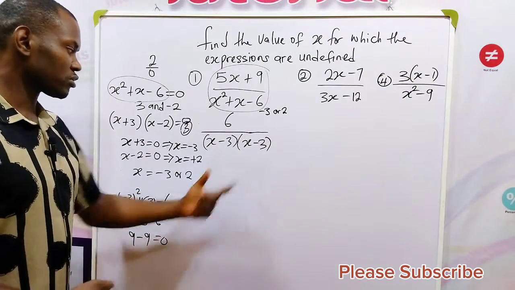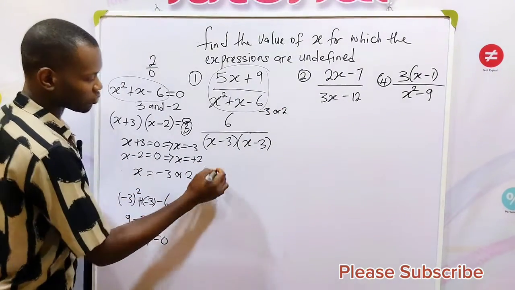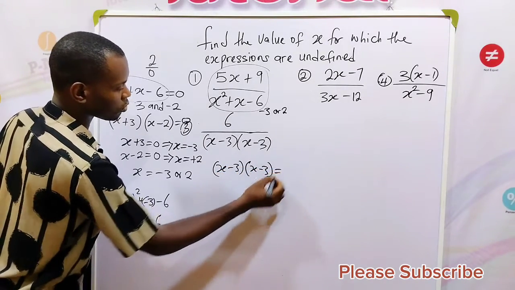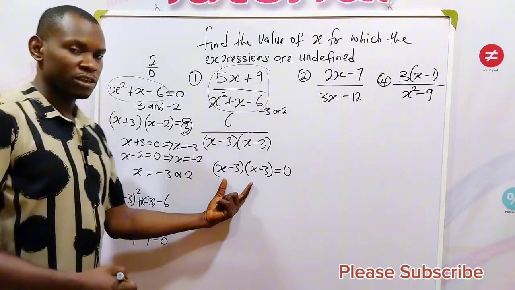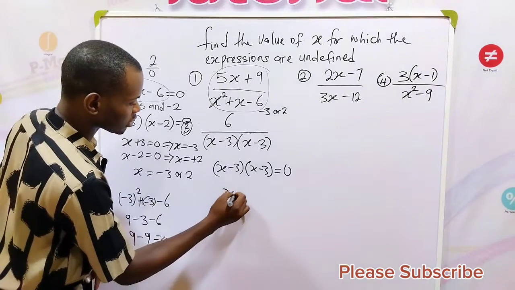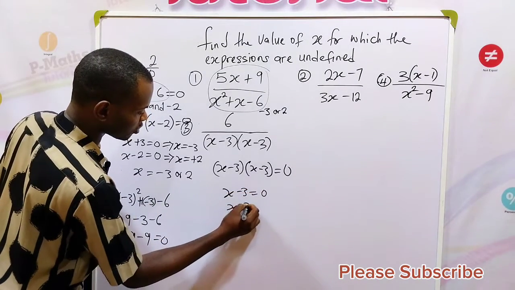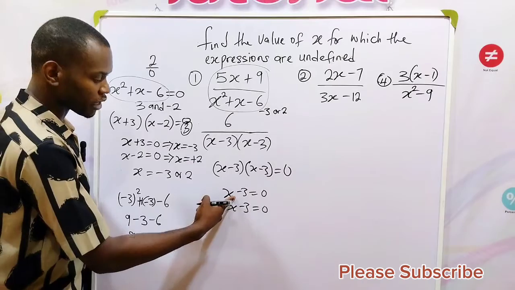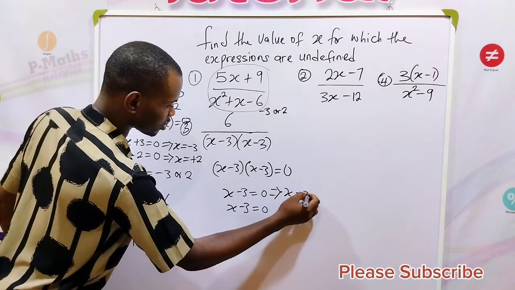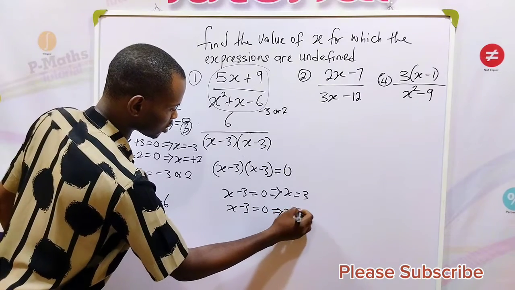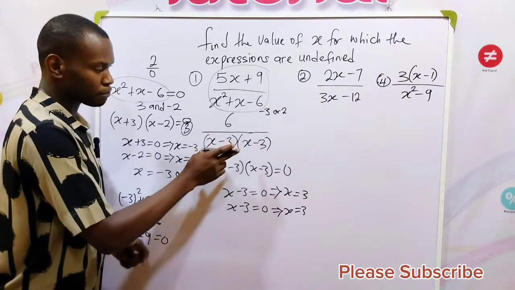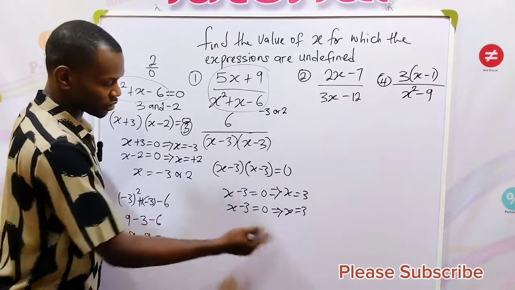Let's try that with this equation. For this one, we have to equate it to 0 as well. x minus 3 equals 0. Now, this case has been factorized already, right? So equate this to 0. x minus 3 equals 0. Make x the subject here. That means x is positive 3. So the value of x that will make this expression become undefined is positive 3. Let's try this.